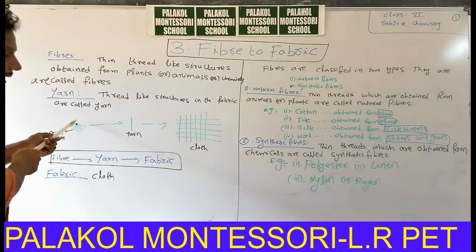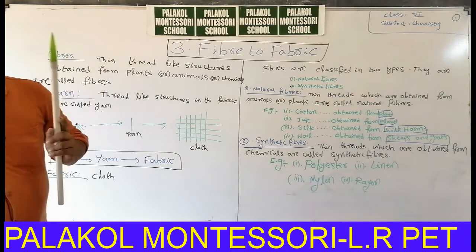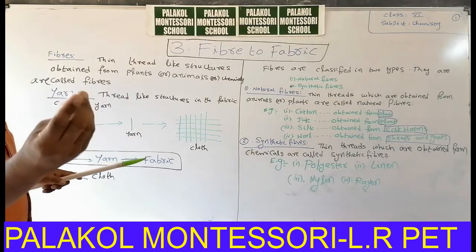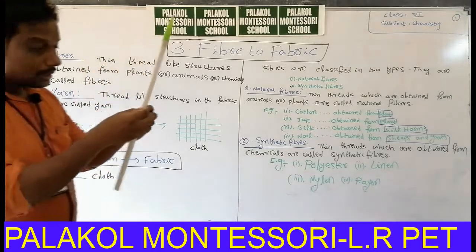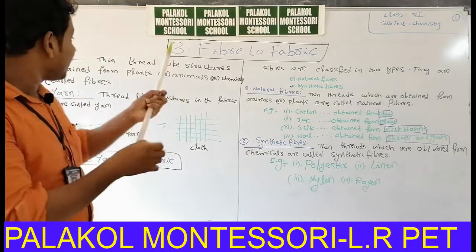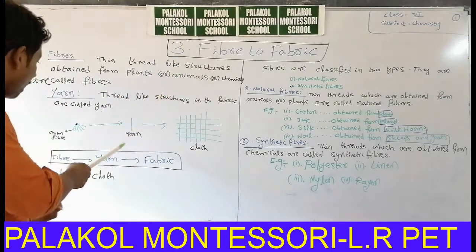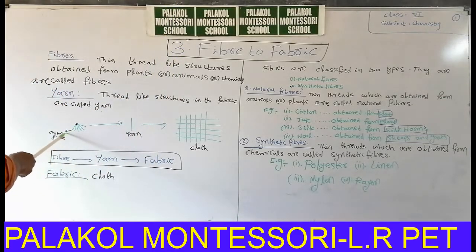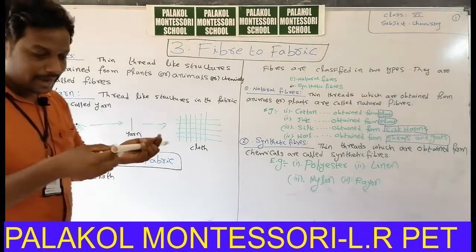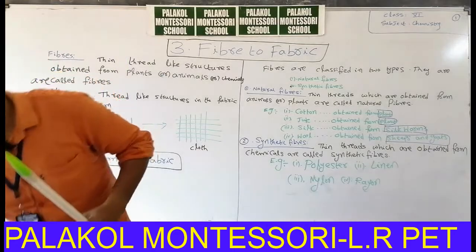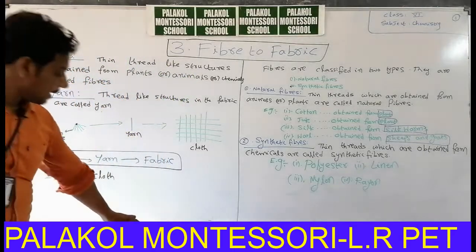Say for example this is a cotton ball. This black color is cotton seed. First remove cotton seed from the cotton ball, then you will get this type of cotton. Then combination of these small thin threads combined to form yarn. Combination of small pieces of threads combined to form a long thread like this. This is called yarn. Okay.